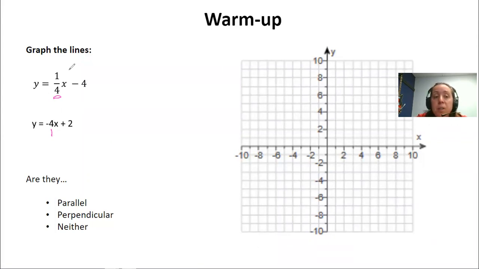So let's graph them. Can you guys graph those for me, please? Can I have a volunteer to graph the first one? You can go in the participant list and raise your hand, please. Who could graph the first one?